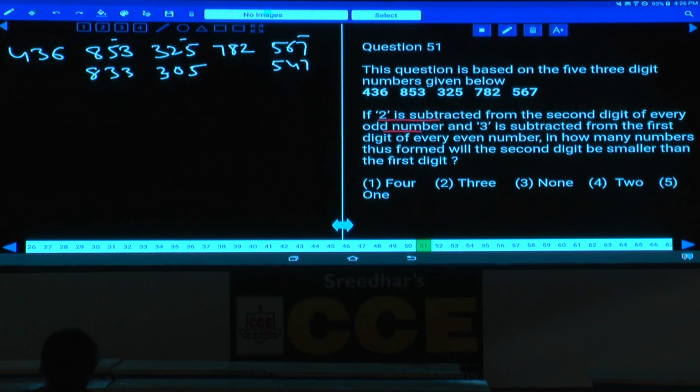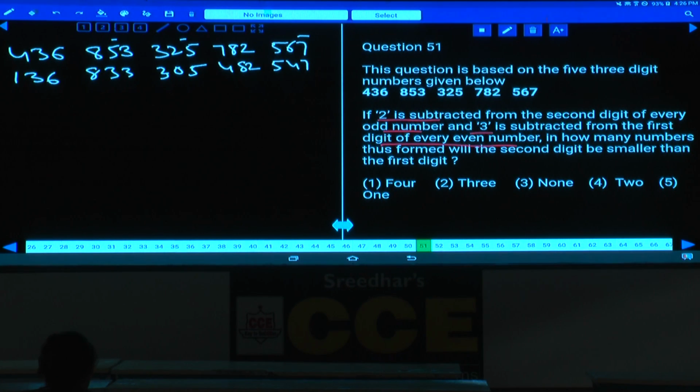2 is subtracted and 3 is subtracted from the first digit of every even number. Every even number 3 is subtracted, this will be 436. 4 minus 3 is how much? 136. And here it will be 782. 7 minus 3 is 482.